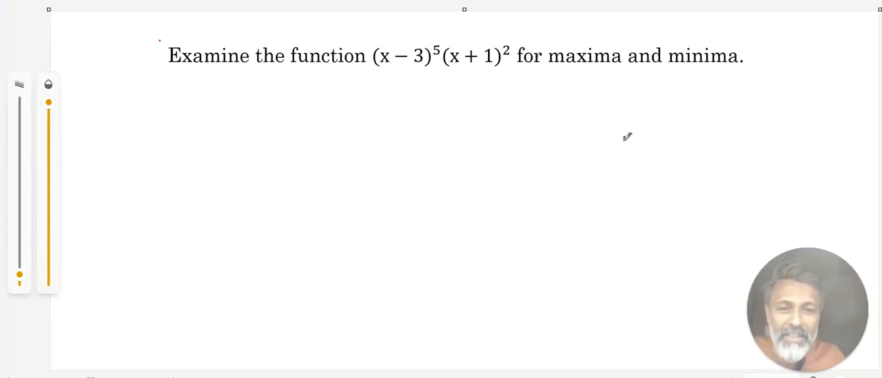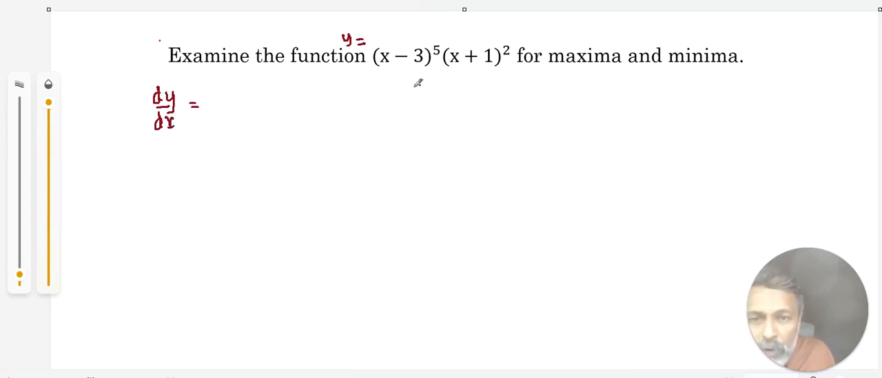Let's start with some questions. Taking up the first one. Examine the function y equal to (x minus 3) raised to 5 into (x plus 1) whole raised to 2 for maxima and minima. We are not going to do the expansion, since it is of 5th degree. Let us name the function as y is equal to. Whenever a question on maxima and minima comes, let us take the derivative and equate that derivative to 0.